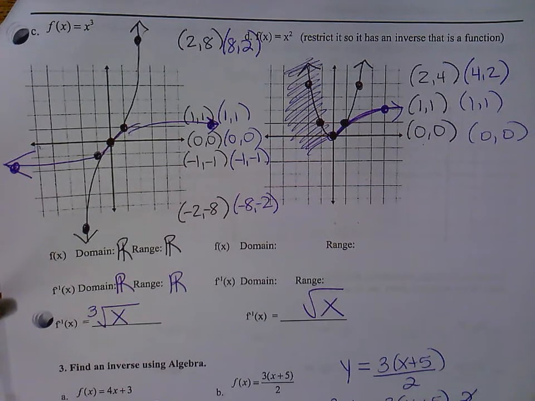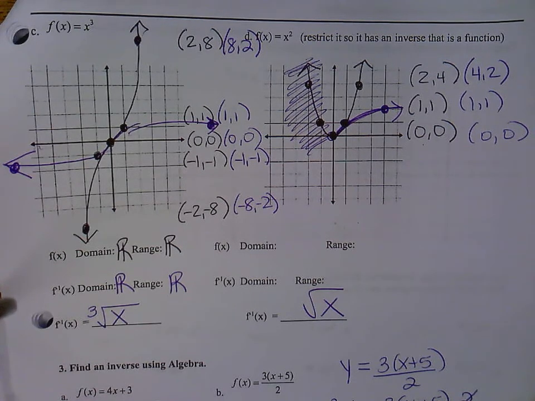So this whole graph is x squared. But remember we said its inverse is the square root of x? This graph right here is the square root of x graph. So in order for there to be an inverse, you can't get a sideways graph that's not a function.